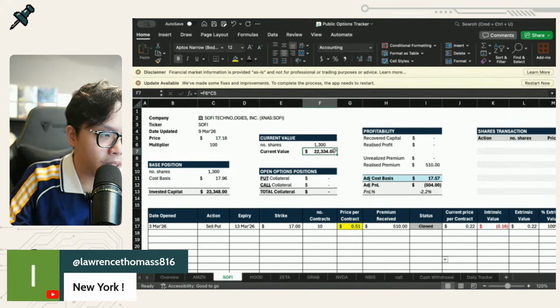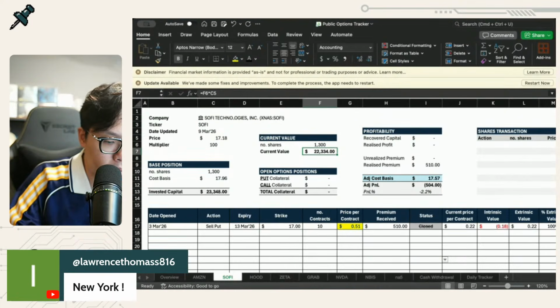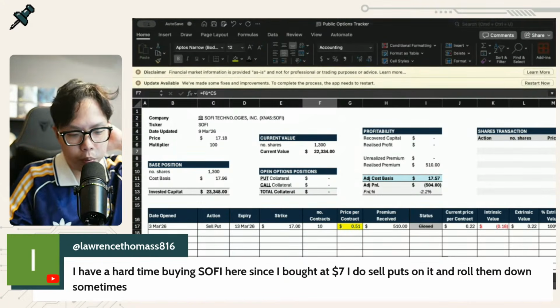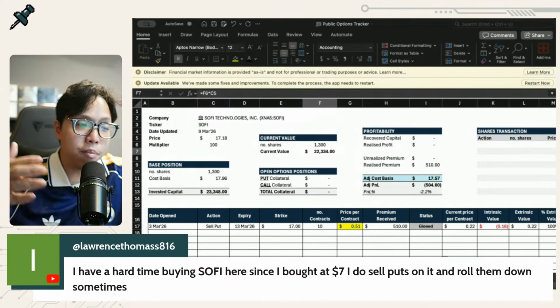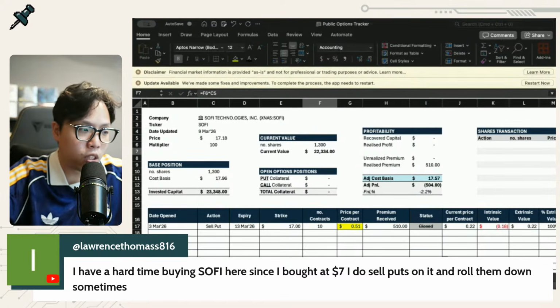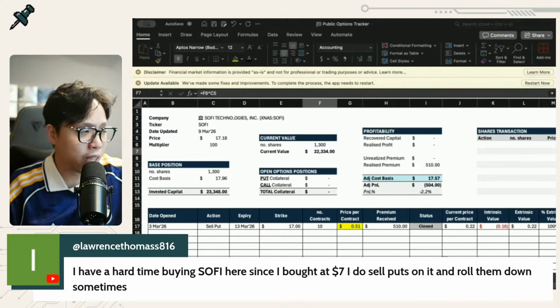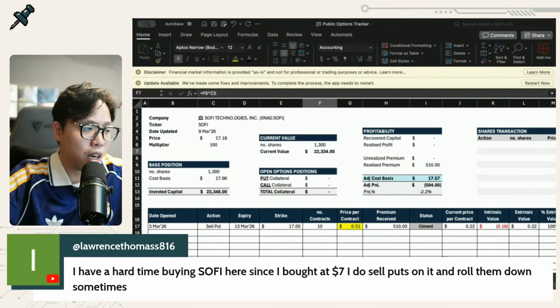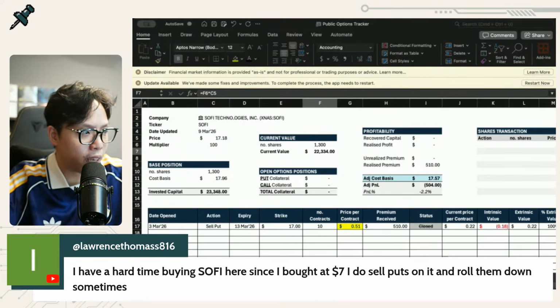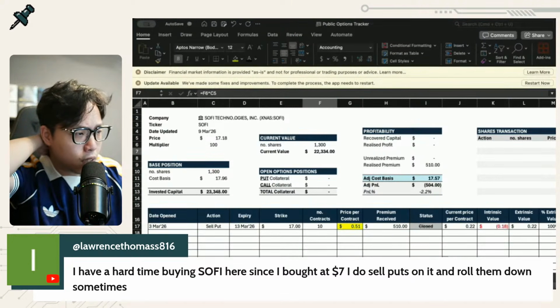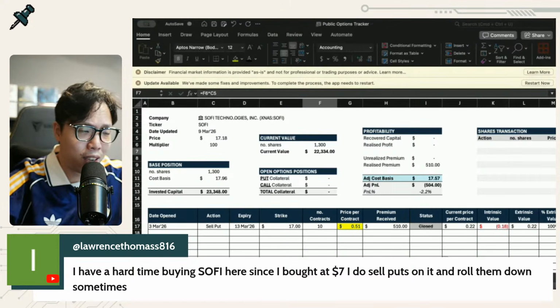All right, so right now, SoFi makes up around 22% of the overall portfolio. I have a hard time buying SoFi here since I bought at 7. I do sell puts on it and roll them down sometimes. Everybody has their own strategy. I think what has worked for me has always been buying into strength, buying into the same companies. So I would much rather own more shares of companies that I know with slightly higher cost basis. Someone buying Apple back in 2009 at 50 versus 80 might seem like a world of difference, but compared to where they are today, I don't think the person buying Apple at 80 regrets it. So similarly for me, although I started accumulating around $8, I'm perfectly fine. I basically doubled my cost basis in the last 6 months because I bought another 5,000 shares of SoFi between $18 and $24.